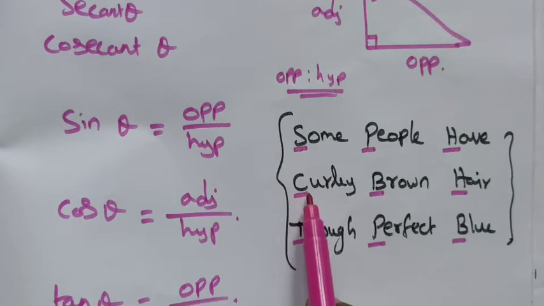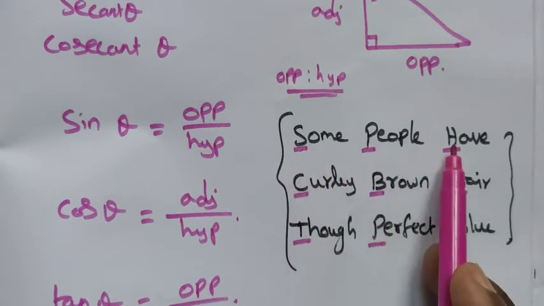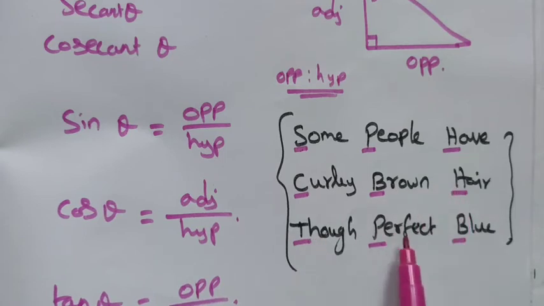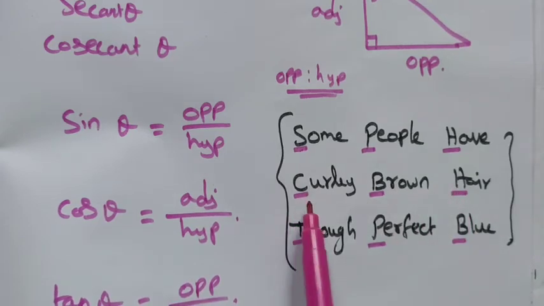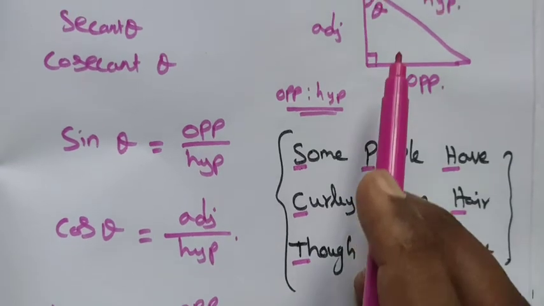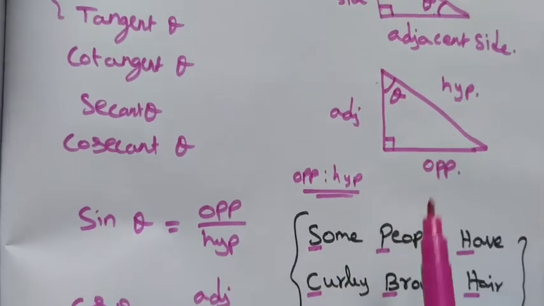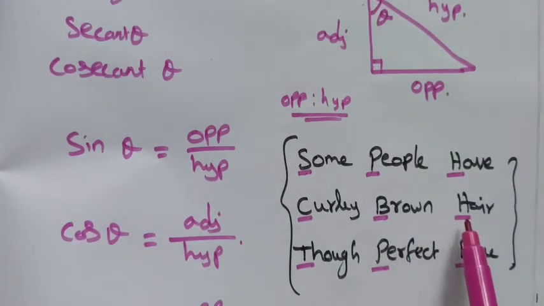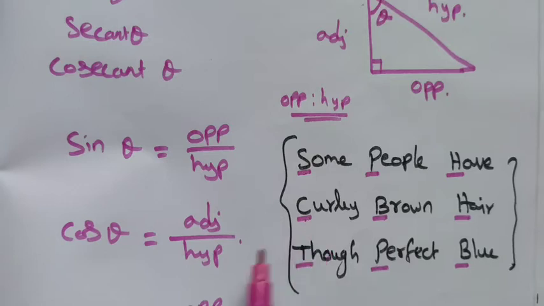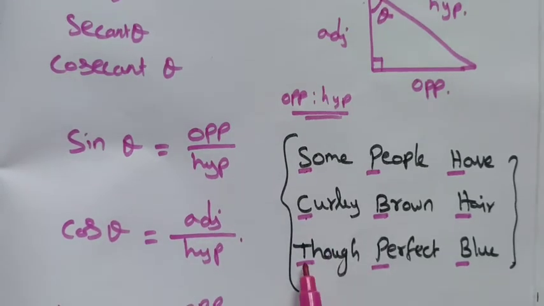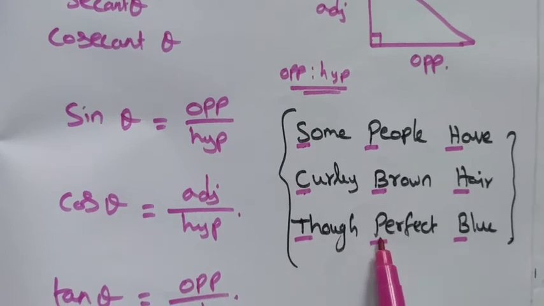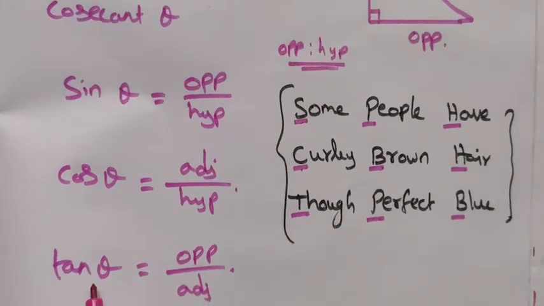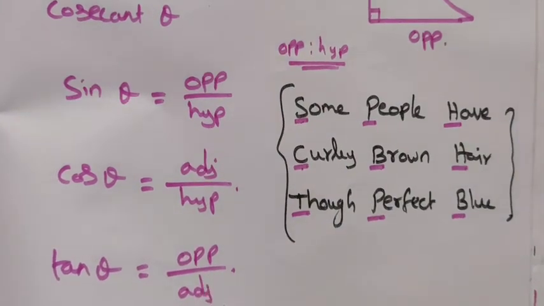And C is curly brown hair. Some people have curly brown hair, though perfect blue. C is for cos. B means base. Base is always the adjacent side. And H means hypotenuse side. So cos theta is equal to adjacent divided by hypotenuse side. And then T is tan theta. P, I already told you, is perpendicular. Perpendicular means opposite side and base means adjacent side. So tan theta is equal to opposite divided by adjacent side. This is a very easy and understandable method, so we can recall it easily, right?